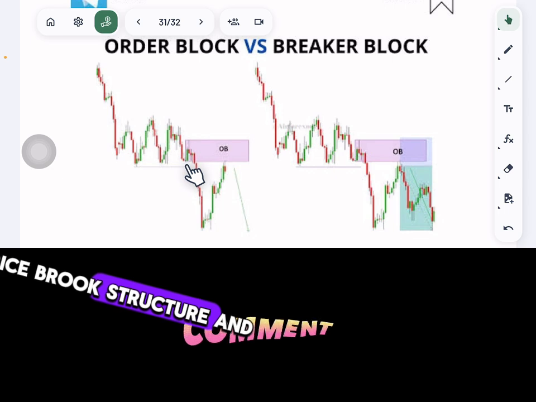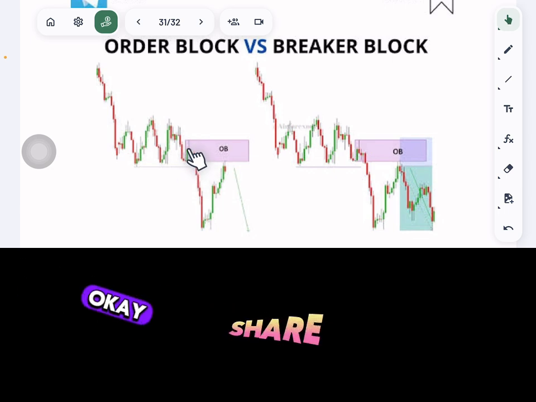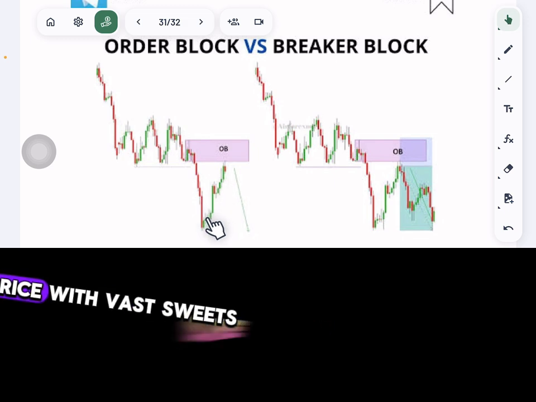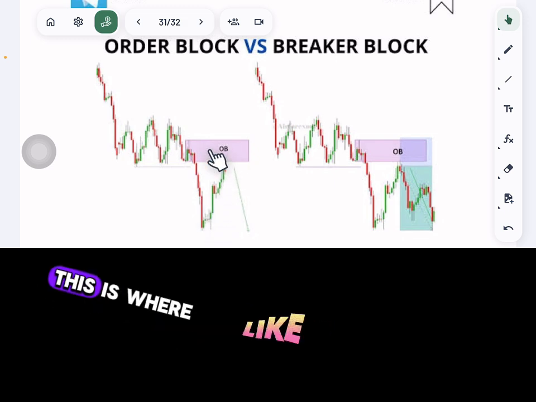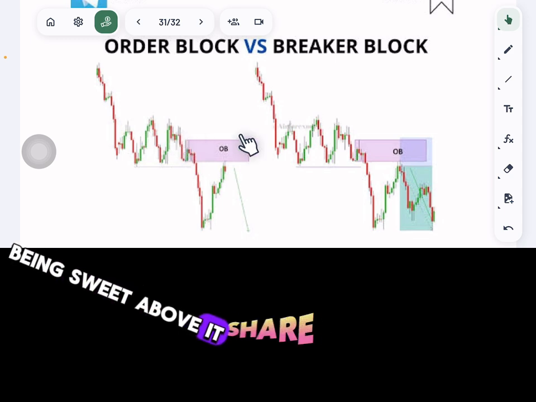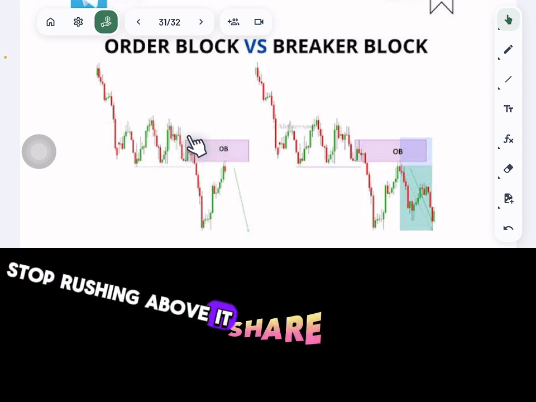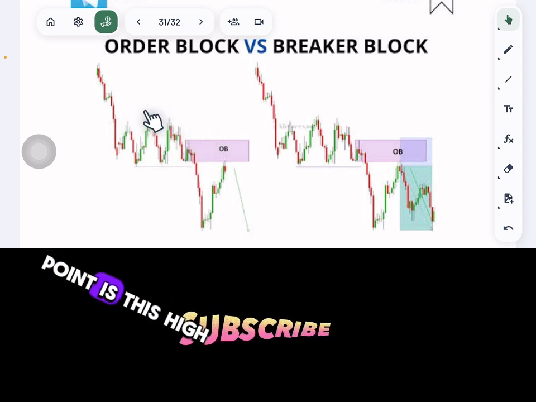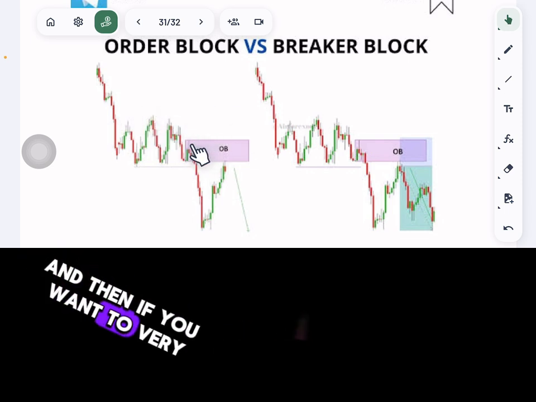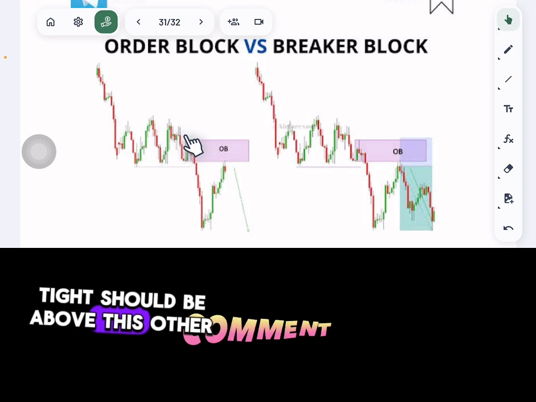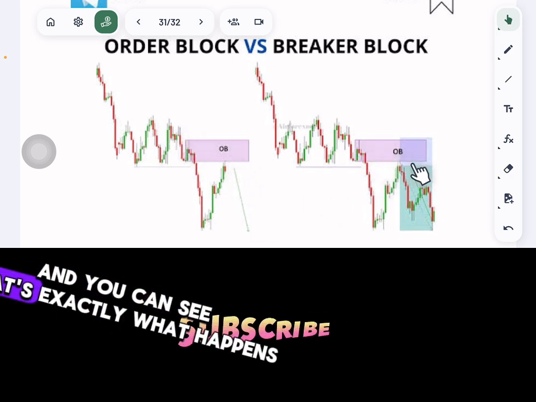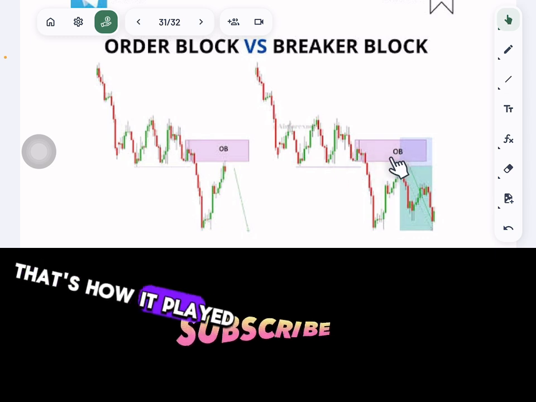Price broke structure, and this order block has never been tested before. So price reversed to it. This is where you take your trade, and your stop loss should be a little bit above it, or the safest point is this high. If you want it very tight, it should be above this order block, and then we expect price to return, and you can see that's exactly what happened here. That's how it played out.